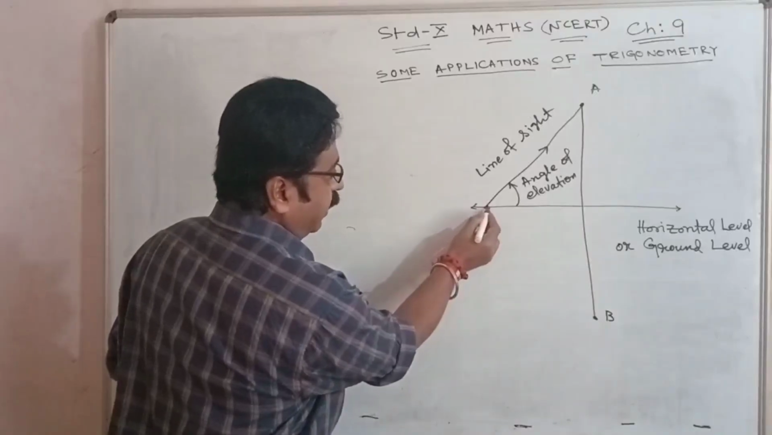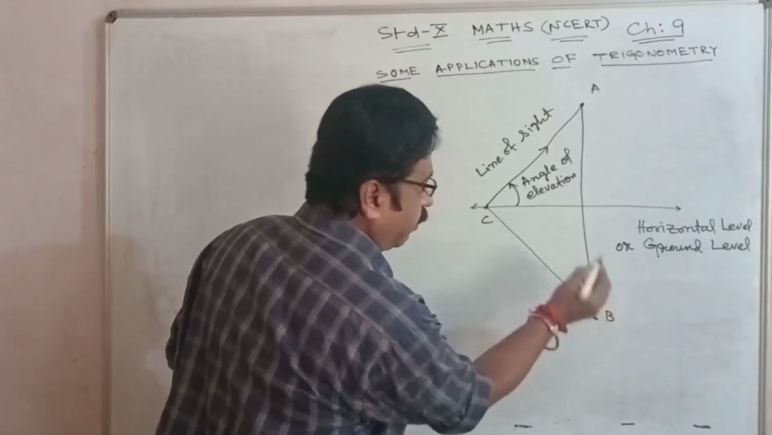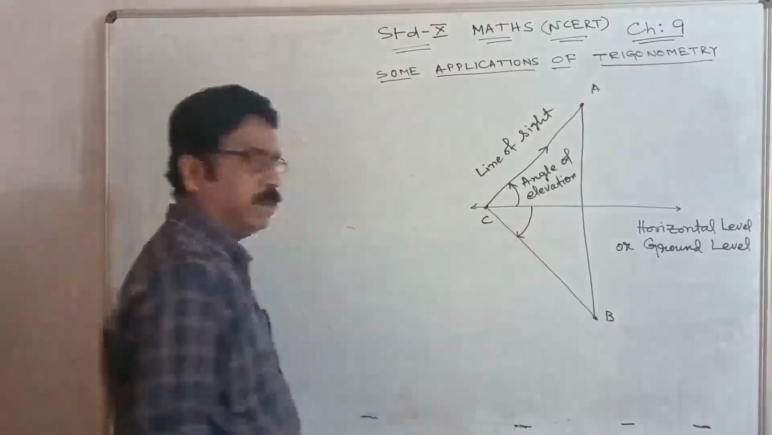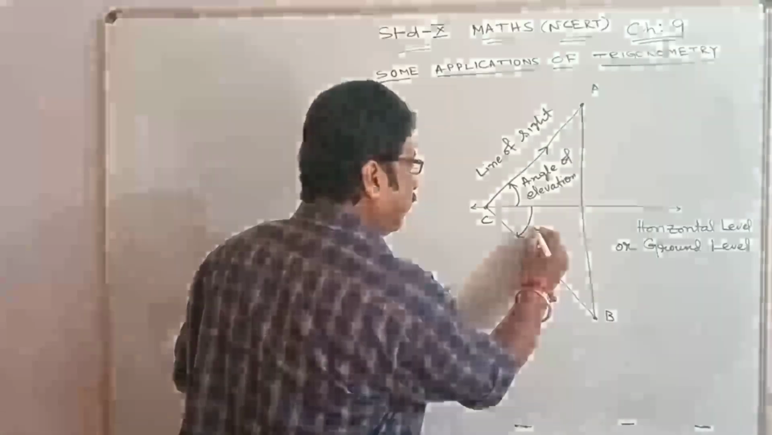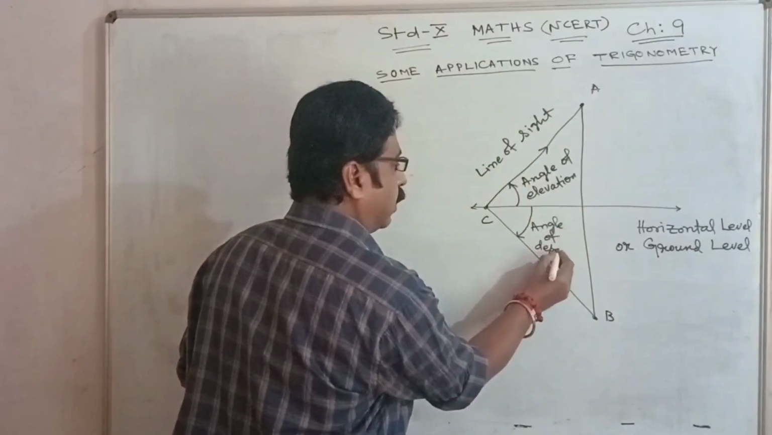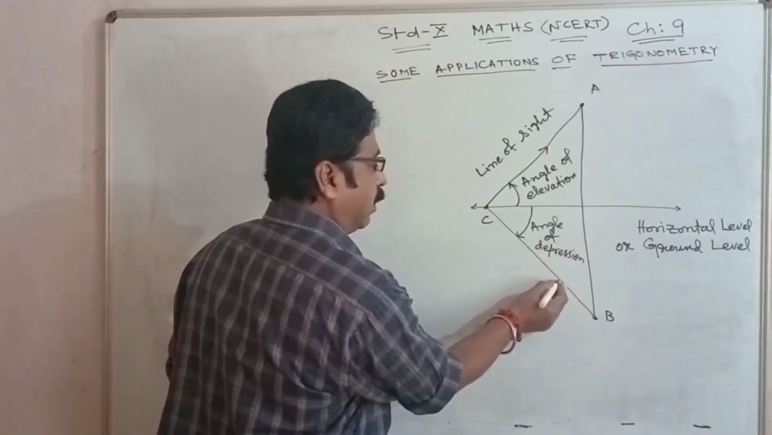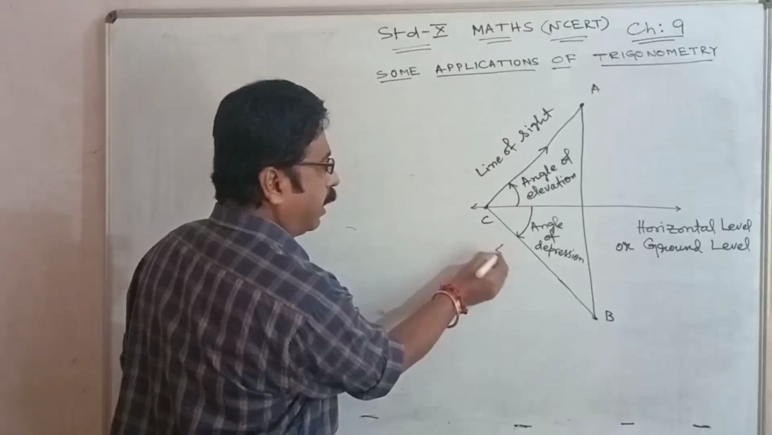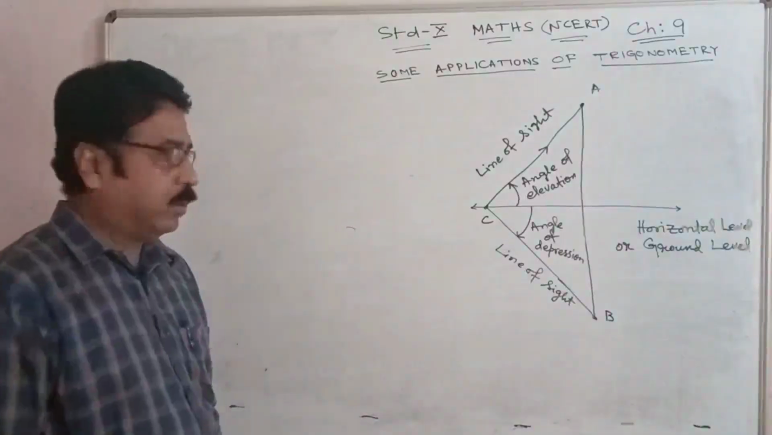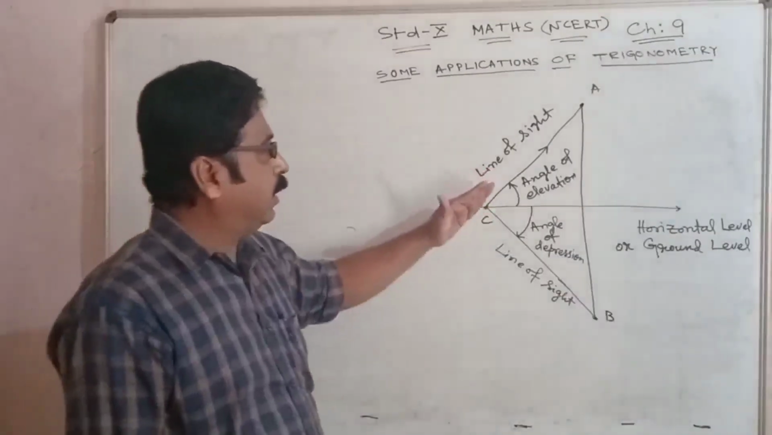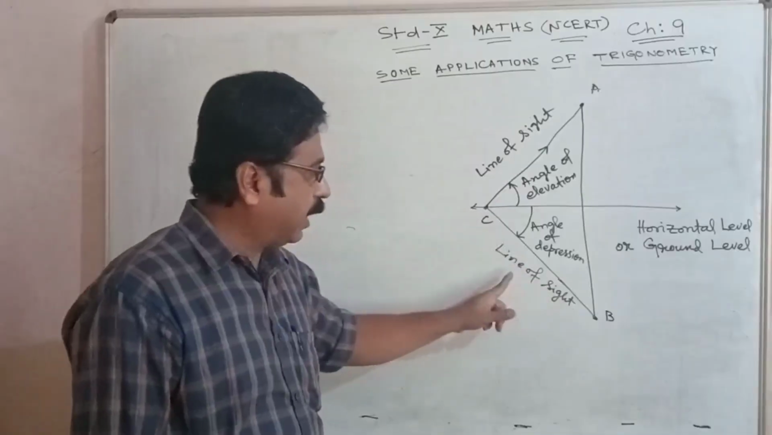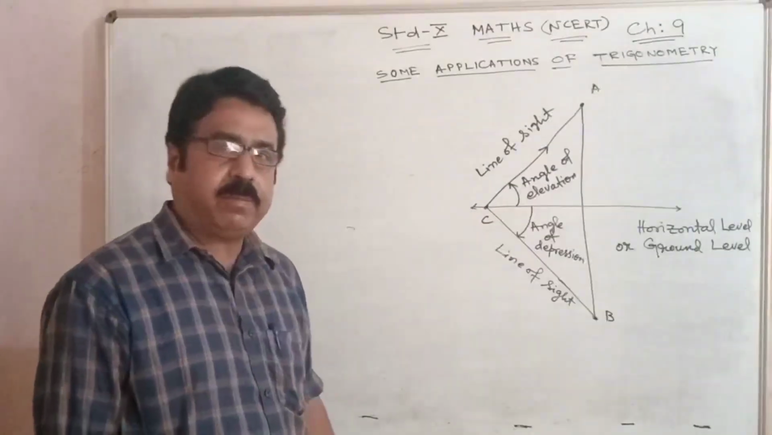Now from the point C, if we want to see point B, then another one more angle will be created like this, and this angle is called as angle of depression. And this line is called as line of sight. So this is ground level, this is line of sight, this angle is called angle of elevation, this is also the line of sight, and this angle is called as angle of depression.